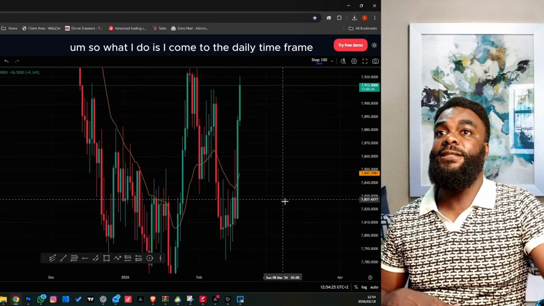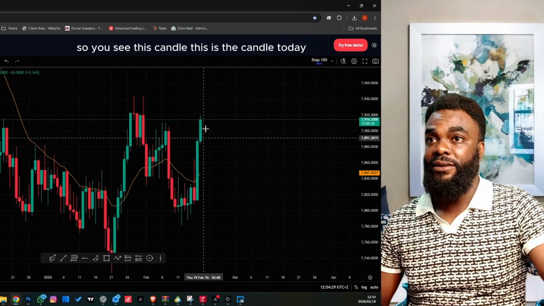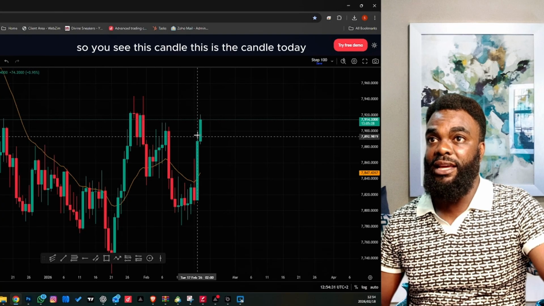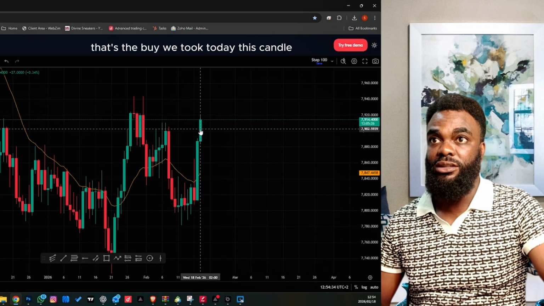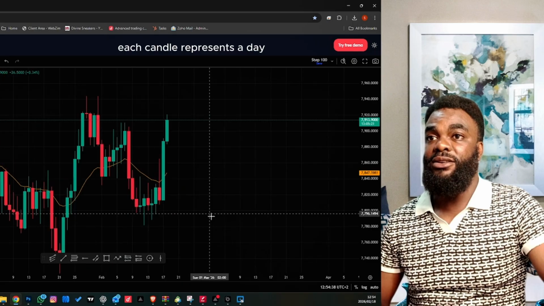So what I do is I come to the daily time frame. So you see this candle. This is the candle today. That's the buy we took today. This candle, because on a daily time frame, each candle represents a day.